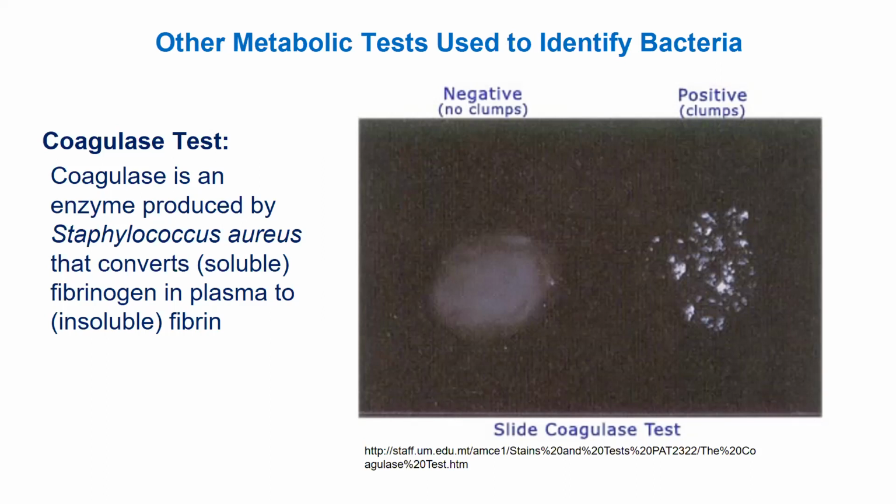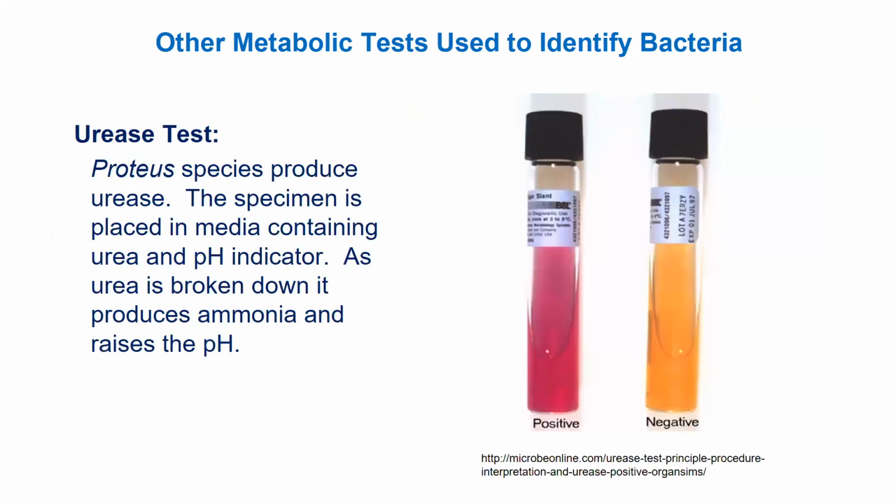This can be seen on a glass slide. You can actually see it with your eyes, although this is zoomed in a little bit. You have a little bit of fibrinogen in a dropper, mixed in some water, and you add a little bit of the culture. This is what it looks like if it doesn't clump, and this is what it looks like if it does clump. Like I said, there's tons of tests like this, and we'll go into the details on a lot of them.